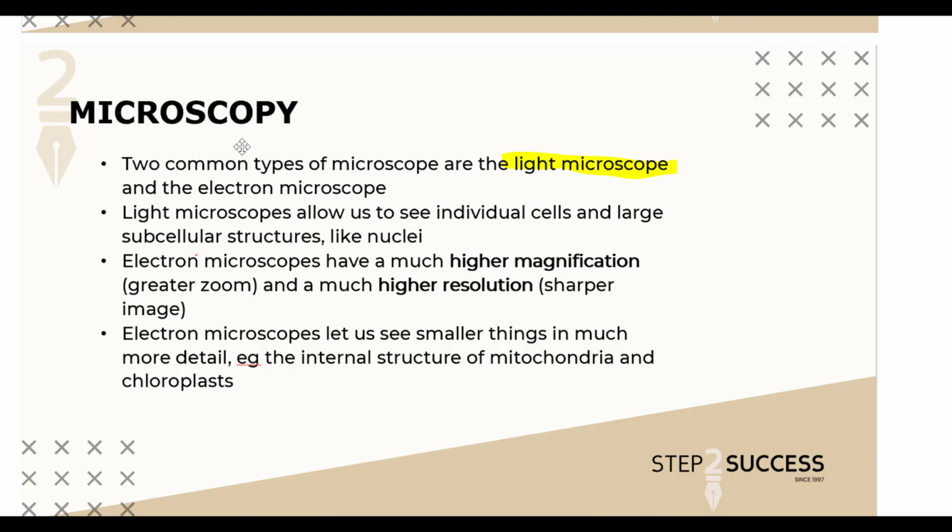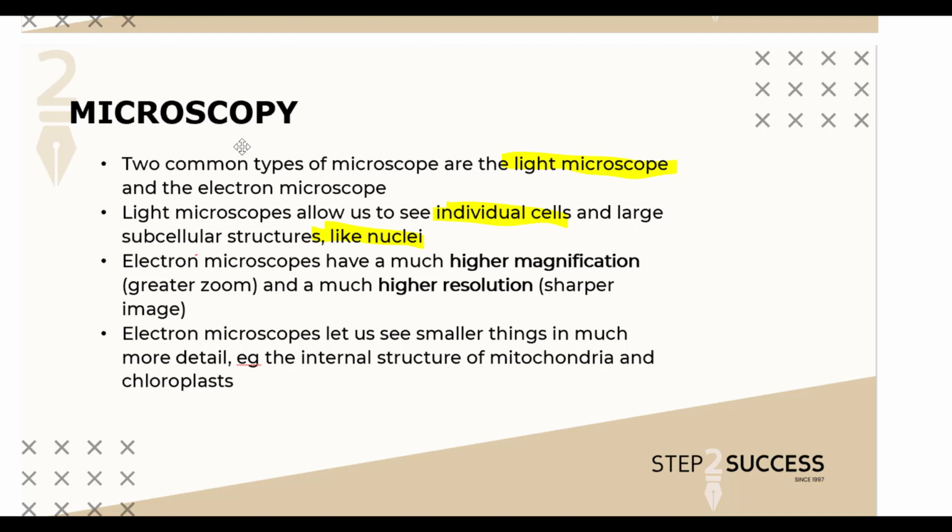They help you to see individual cells, so you can see the actual cell. For example, you will do a practical involving onion cells. You will see some of the cells, and you'll see some of the larger things inside the cell, like the nucleus. Electron microscopes are more powerful, essentially.